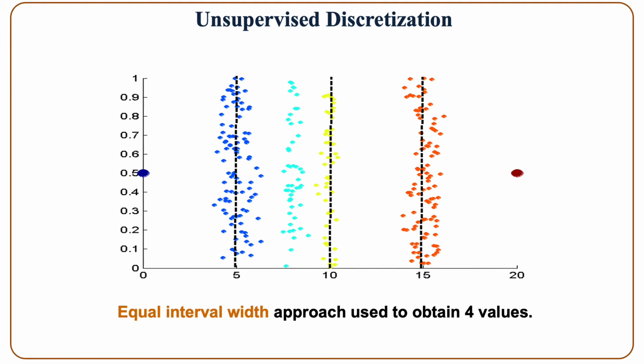Here we have four groups, and we use the equal interval width approach to map the points to the four groups. We can see that the width of this interval is equal to the width of the other interval. So the widths of the four intervals are actually equal.